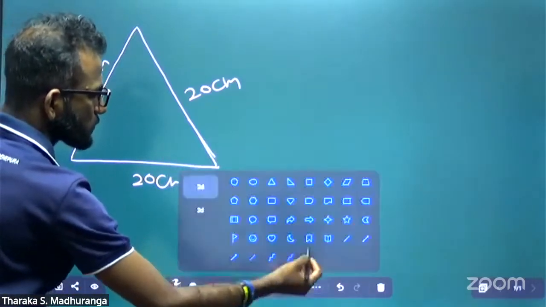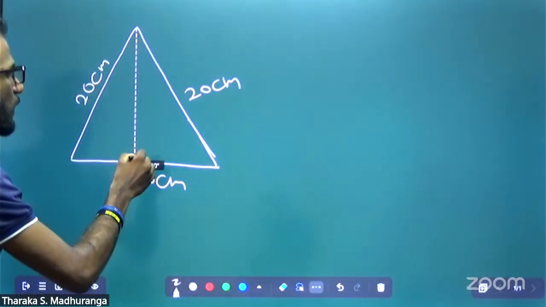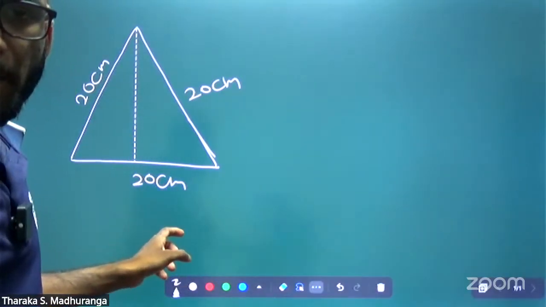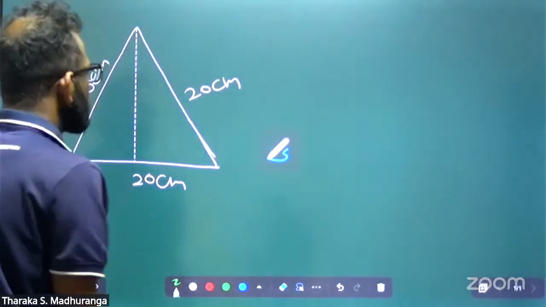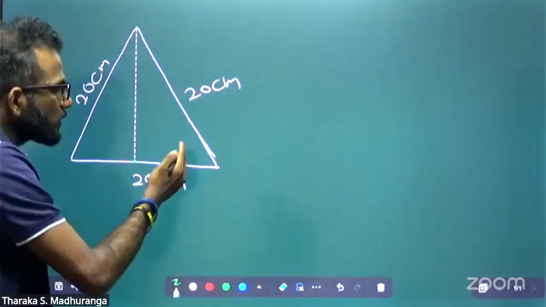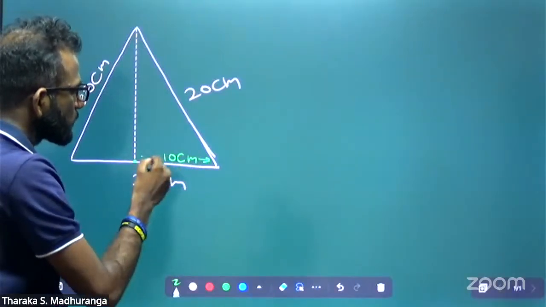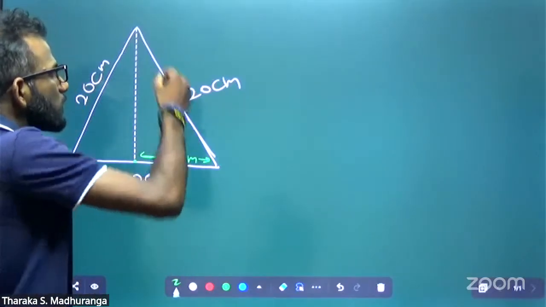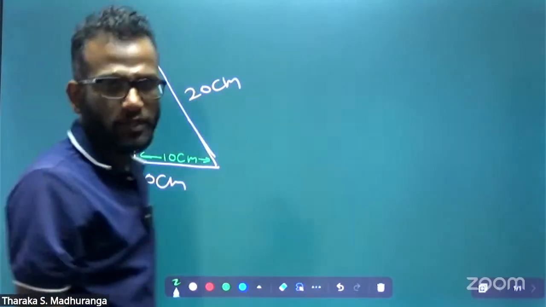If I draw a dash line from this vertex, it will be correct. Then this is the midpoint of the opposite side. Then 20 divided by 2, this part is 10 centimeter. This part is also 10 centimeter. Now, the slant side, sorry, hypotenuse side is 20.